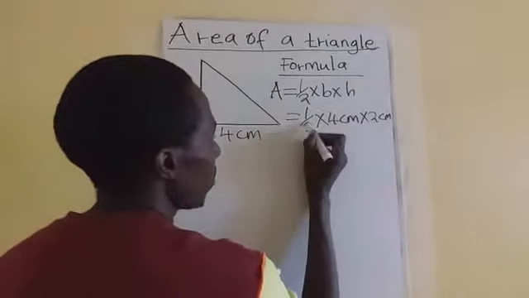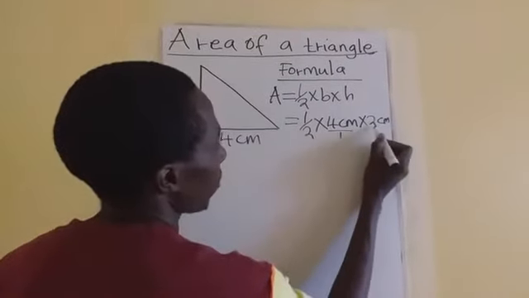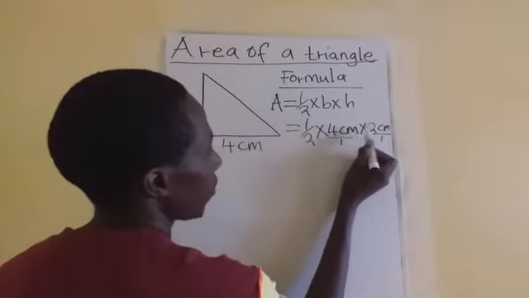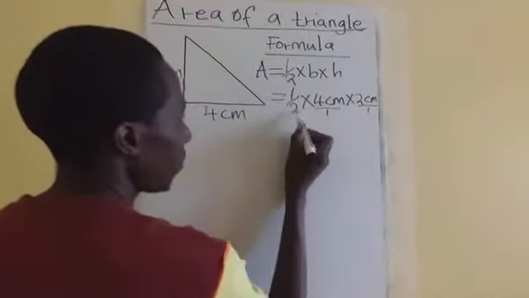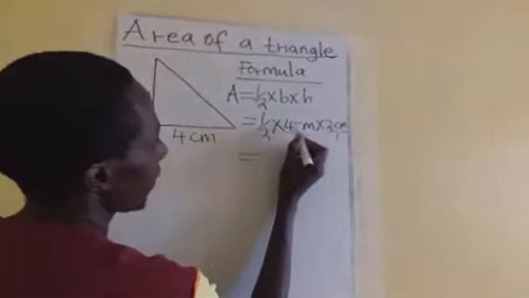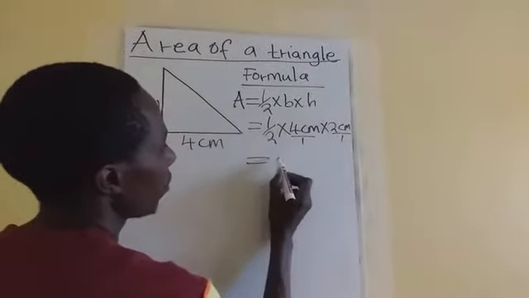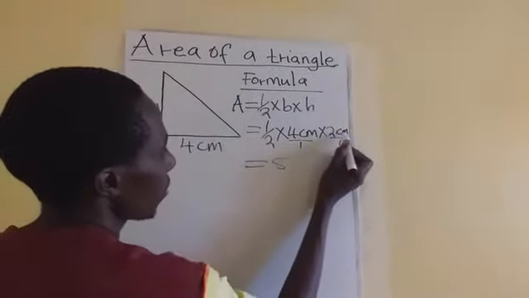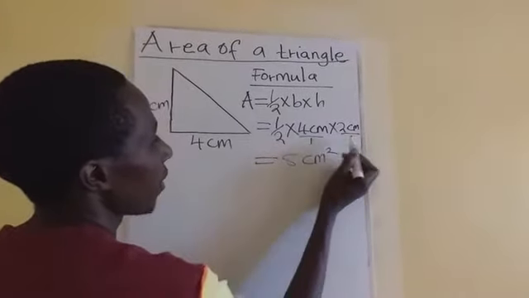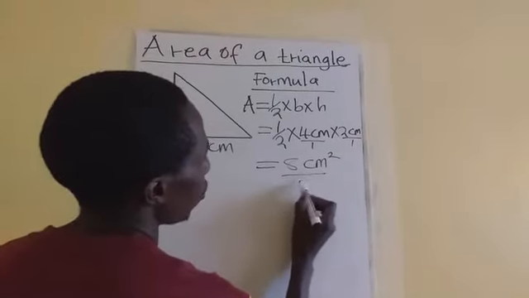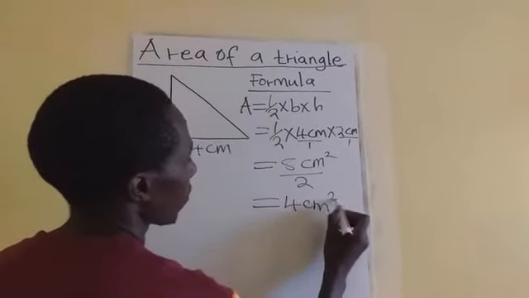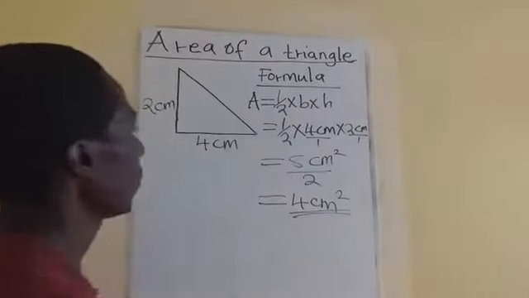Because this is a fraction, you can make these ones fractions by dividing by 1. So you multiply the numerators and divide by the product of the denominators. 1 times 4 is 4, times 2 is 8. Centimeters times centimeters is centimeters squared. 2 times 1 is 2. 8 divided by 2 is 4 centimeters squared. This is the area of this triangle.